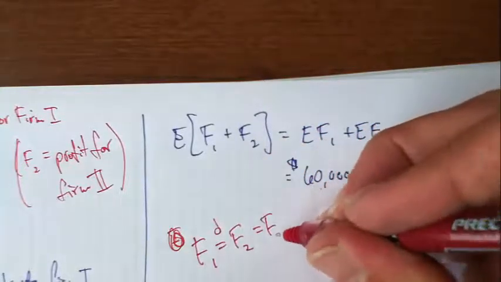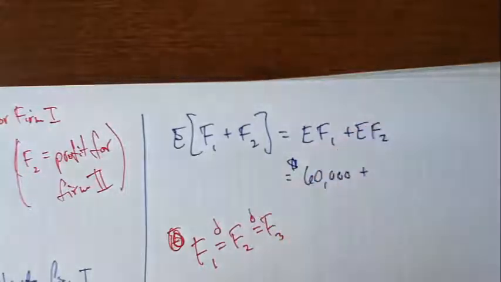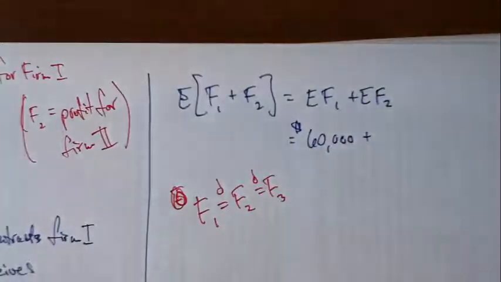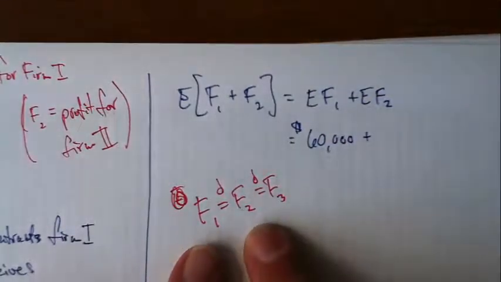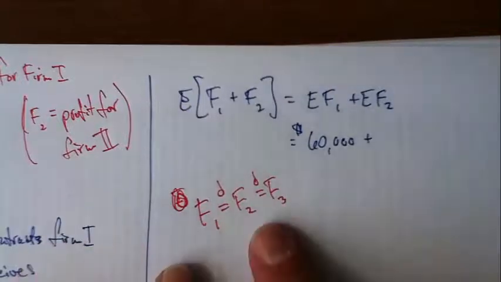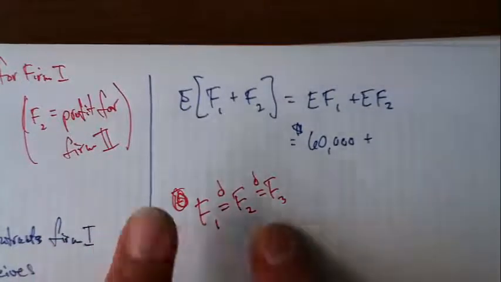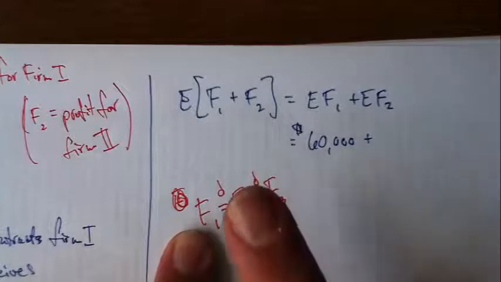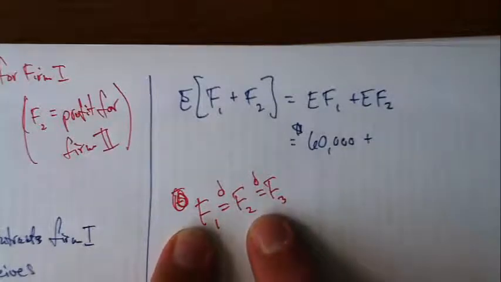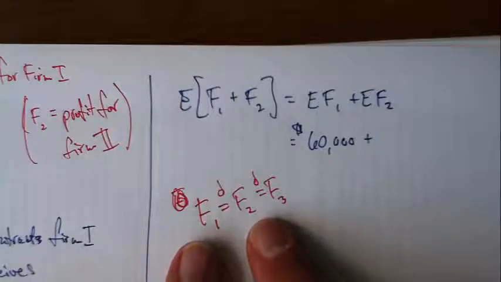It's okay to write that. These are 3 random variables. They're not equal to each other because F1 might be $60,000 while F2 is 0. But we say that they're equal in distribution if they behave the same way, that is, if they have the same distribution.